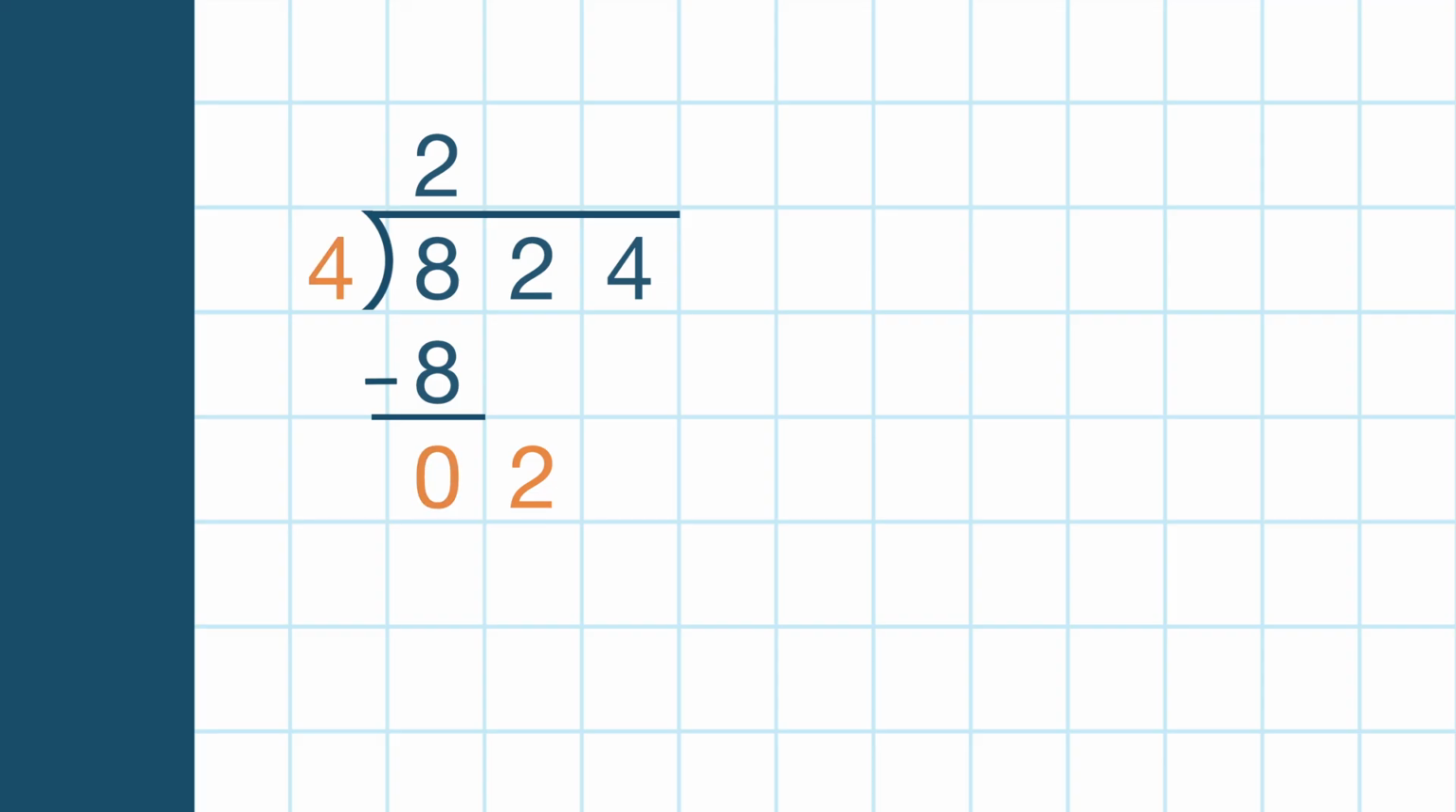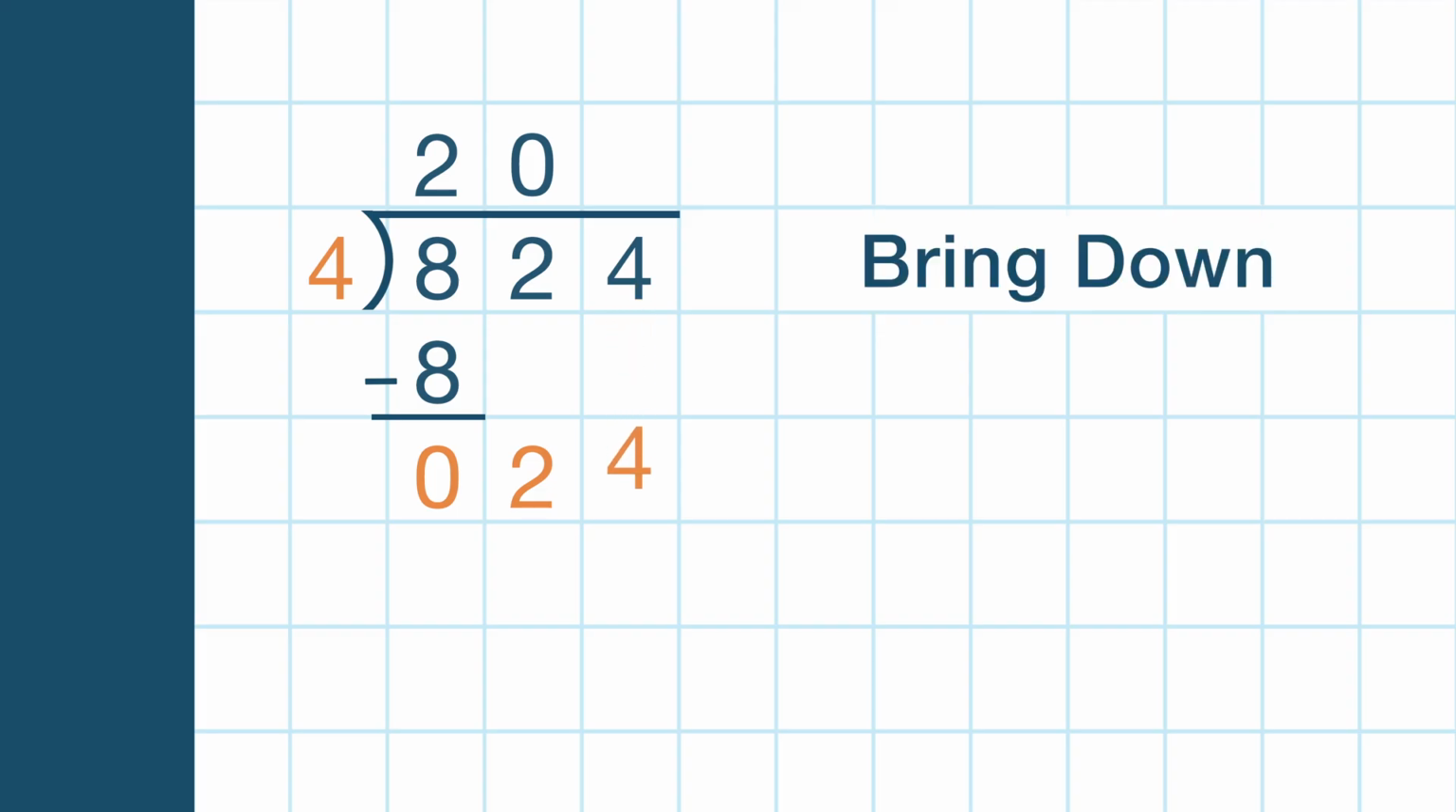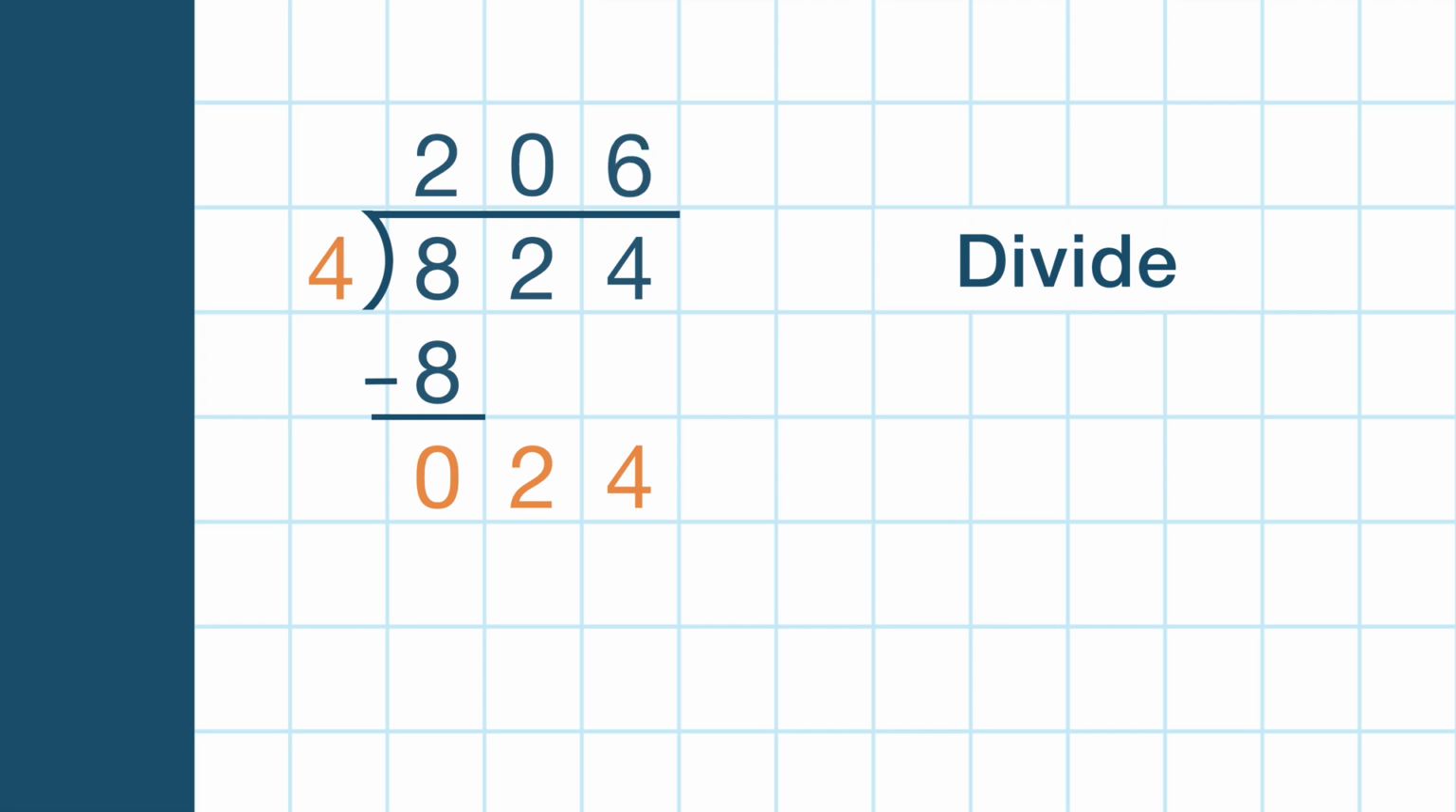Does 4 go into 2? No. Write 0 above the 2 in the quotient. Bring down the 4 to make 24. Divide. 4 goes into 24 how many times? 6 times. Write the 6 above the 4.